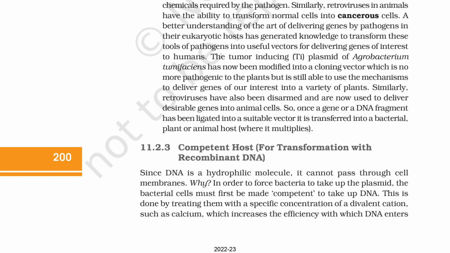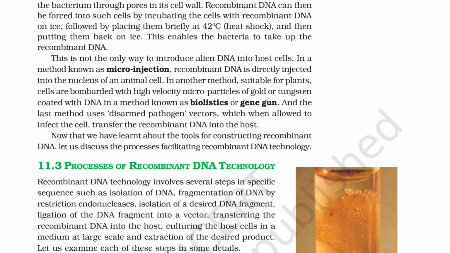So, once a gene or a DNA fragment has been ligated into a suitable vector, it is transferred into a bacterial, plant or animal host, where it multiplies. Competent host for transformation with recombinant DNA. Since DNA is a hydrophilic molecule, it cannot pass through cell membranes. Why? In order to force bacteria to take up the plasmid, the bacterial cells must first be made competent to take up DNA. This is done by treating them with a specific concentration of a divalent cation, such as calcium, which increases the efficiency with which DNA enters the bacterium through pores in its cell wall.